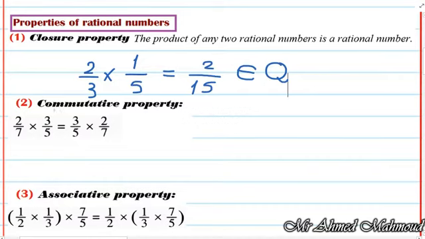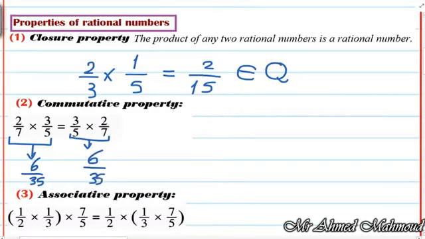The property number 2 is the commutative property. The commutative, as I explained in the last lesson, means that if we switch the position, the result doesn't change. Here, 2 over 7 times 3 over 5 equals 6 over 35, and also 3 over 5 times 2 over 7 equals 6 over 35. The result doesn't change in both cases. This is the commutative property.